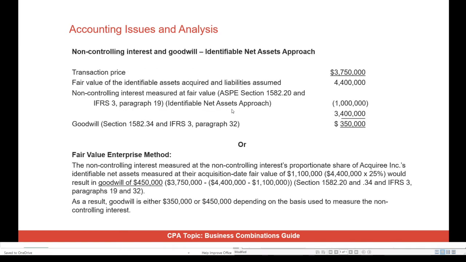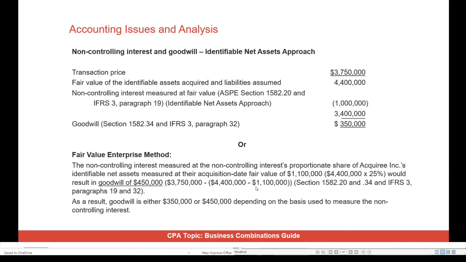Okay, so now let's take a look at the mechanics. So the transaction price was paid as 3.75 million. Fair value of the assets and liabilities assumed was 4.4 million. Okay, based on what was given, the non-controlling interest is 1 million. So that leaves 3.4 million and then goodwill of 350,000. So this is if you were to use the identifiable net assets approach. This is what you saw that I was applying and using. You're given the 25% of 1 million for the non-controlling interest.